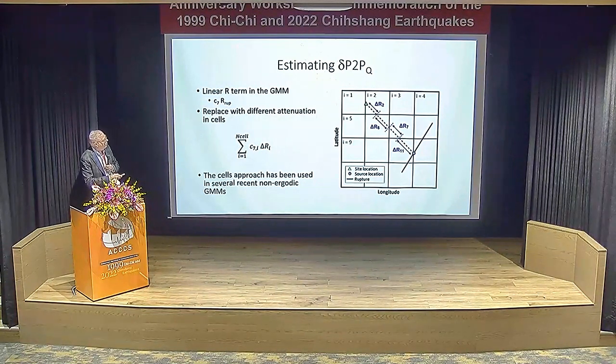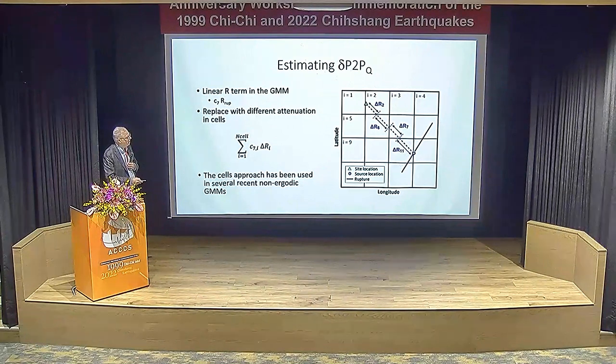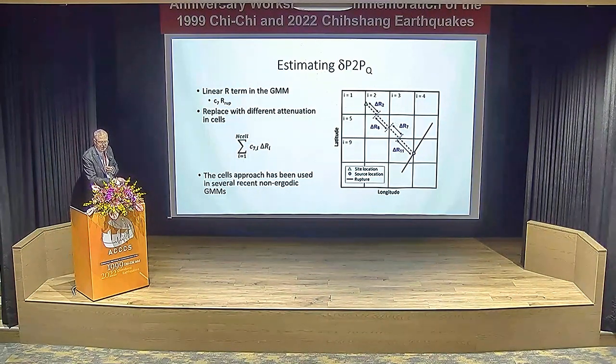Okay, for Q, the way this has been done is to try to say, if this is my fault, I would measure in a ground motion model the distance times some coefficient that's related to damping. And instead I can say, let me put a coefficient in each one of these cells and measure the distance within each cell and sum those up as a non-ergodic model, right? So that will be different whether I go one direction or another direction. And this has been used in several ground motion models.